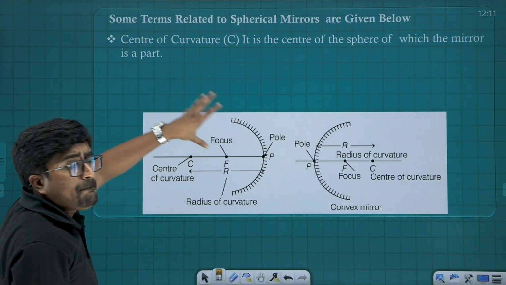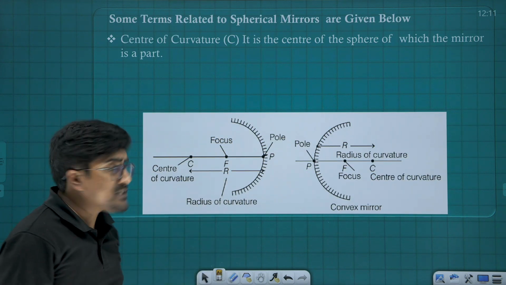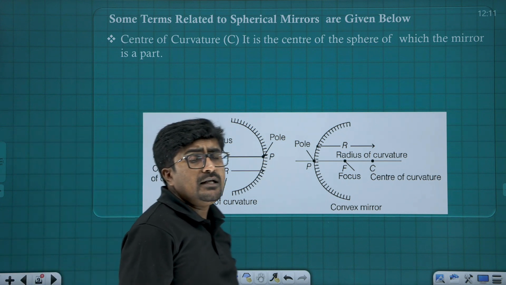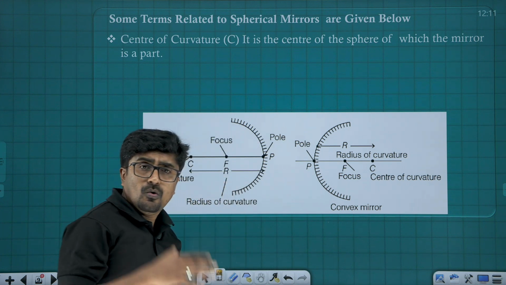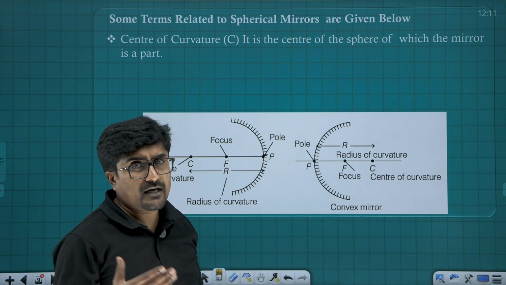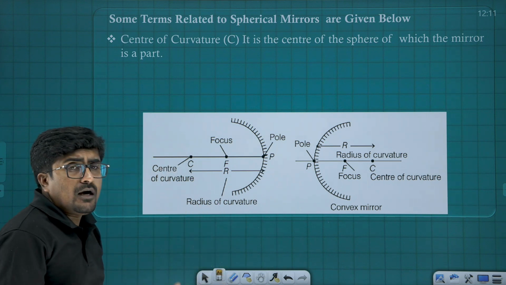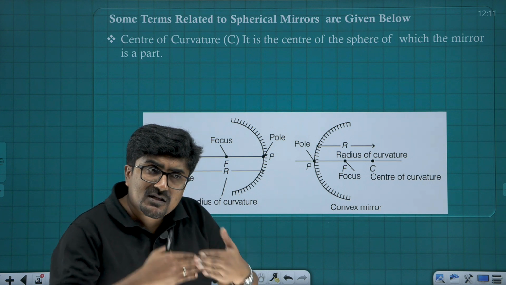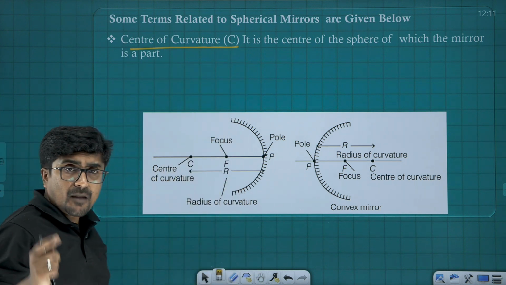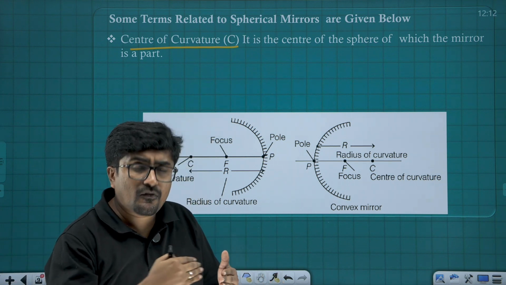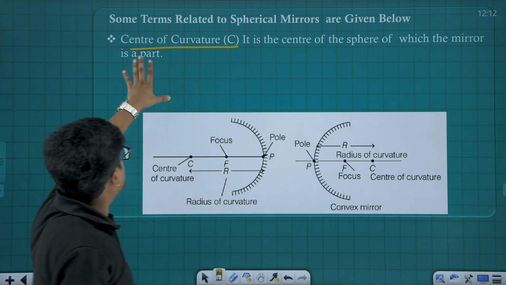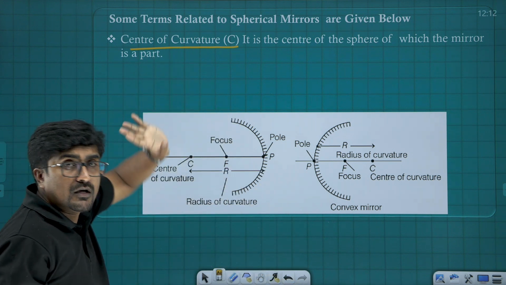Moving ahead with the important terms as well as the relations, first of all we have to discuss the center of curvature. You all know that the spherical mirror is formed from a part of a hollow sphere whose one side is highly polished to make it a reflecting surface. The center of the sphere out of which such a mirror is made is known as the center of curvature. I repeat, this mirror is made from a hollow sphere, so the center of that hollow sphere is the center of curvature.